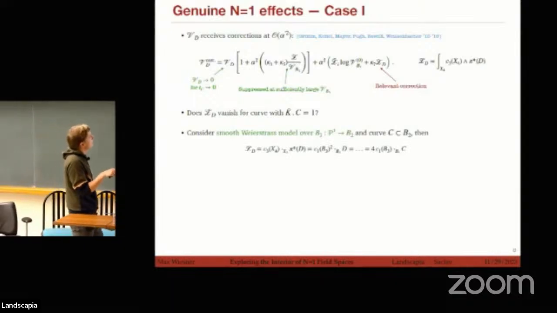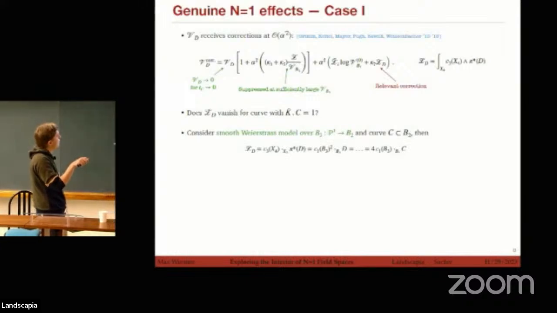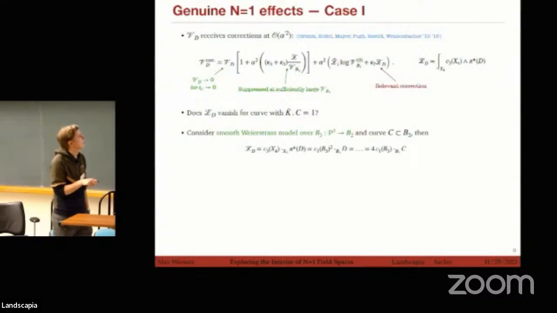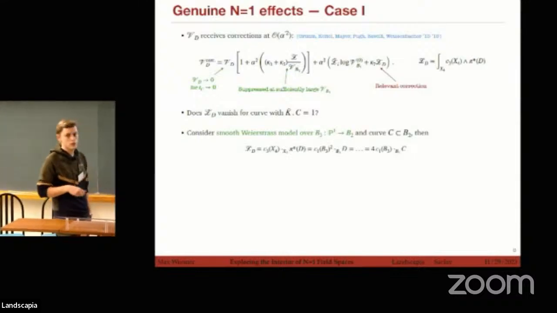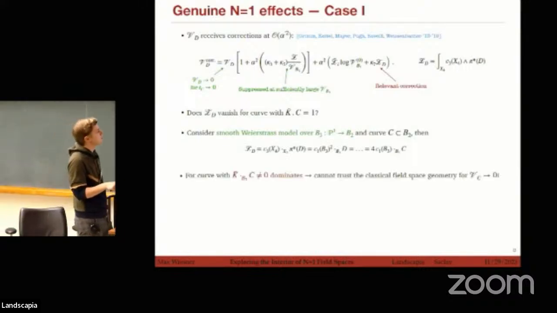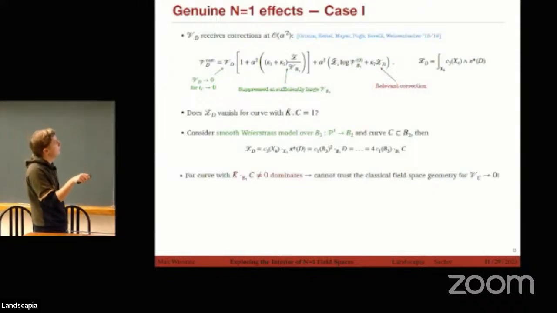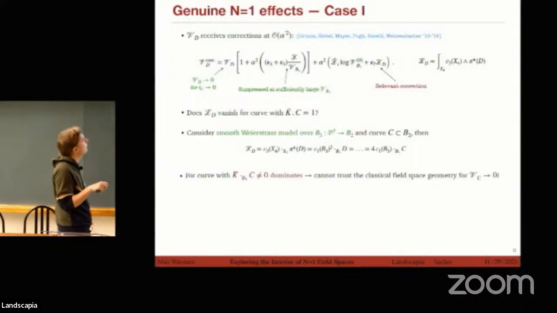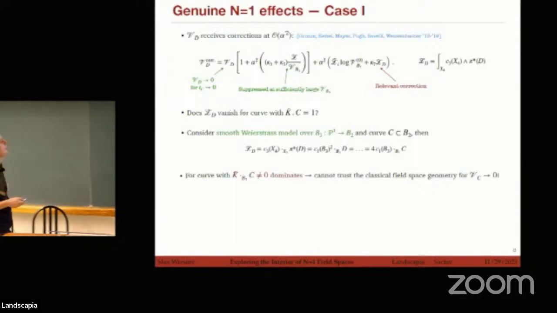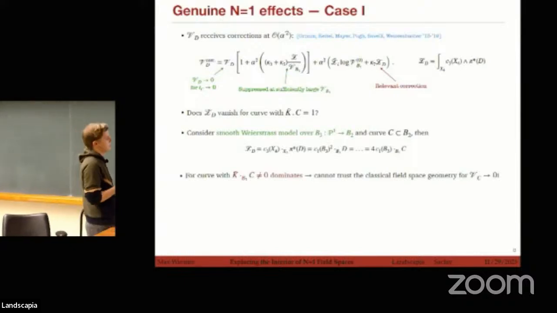One can consider, for example, smooth Weierstrass models, which are just over a base that is in itself rationally fibered, just to get some intuition. And one can compute this correction and sees that it's precisely proportional to the intersection between the anti-canonical class and C. Hence, it does not vanish in the case this is non-zero or even 1. So it dominates over the classical term. So we cannot trust just the classical field space geometry for such a curve that intersects the K-bar, and actually the corrections take over.